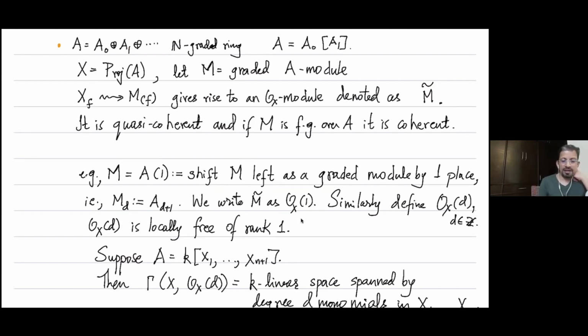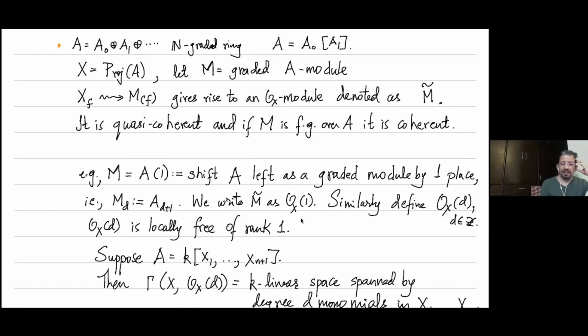Here's an interesting situation which doesn't arise in the affine case, and this is peculiar to the projective situation only. Because you have a grading, you look at the module A(1). So this is an important construction. So A(1) is just a shift of A to the left as a graded module by one place. So that means that M(d) is M_(d+1).